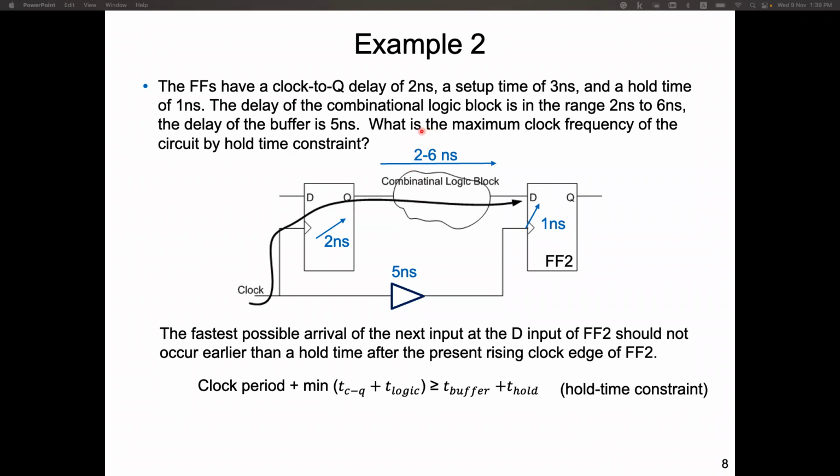And this combinational logic block has a delay ranging from 2 nanoseconds to 6 nanoseconds. And the question is, what is the maximum clock frequency of the circuit due to the hold time constraint? We consider the hold time. Maybe I draw a timing graph here.